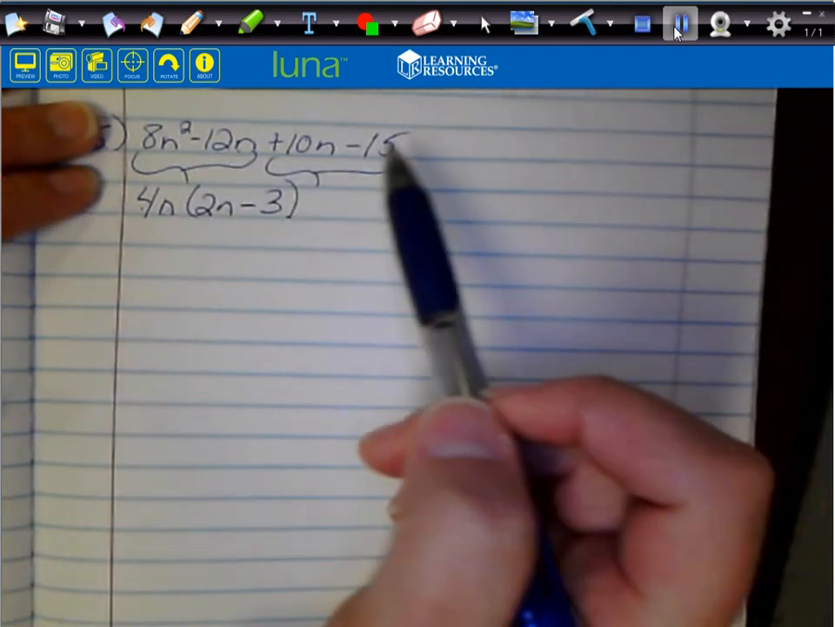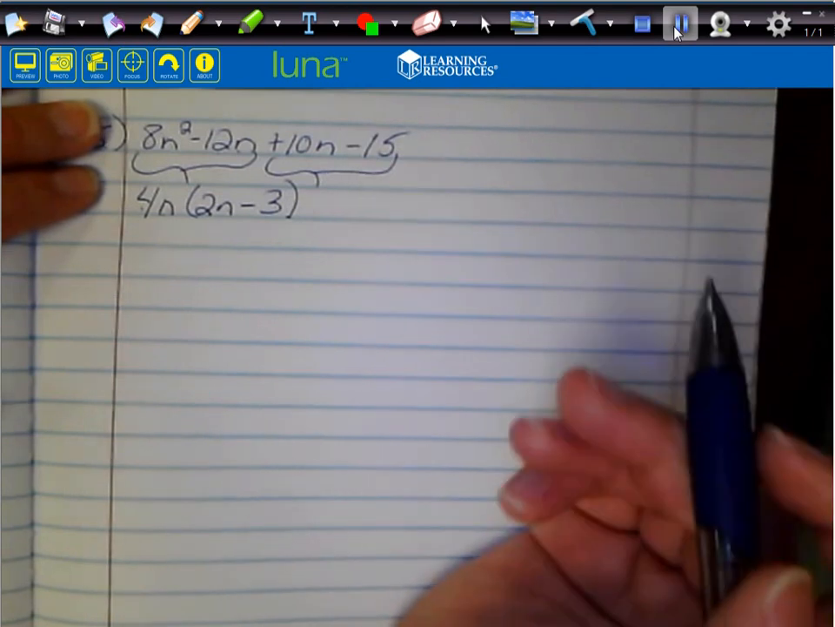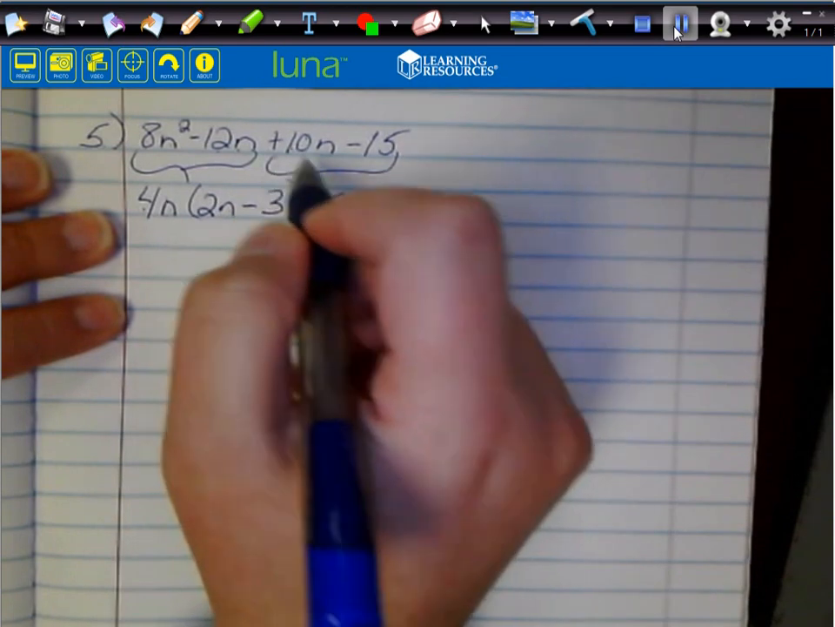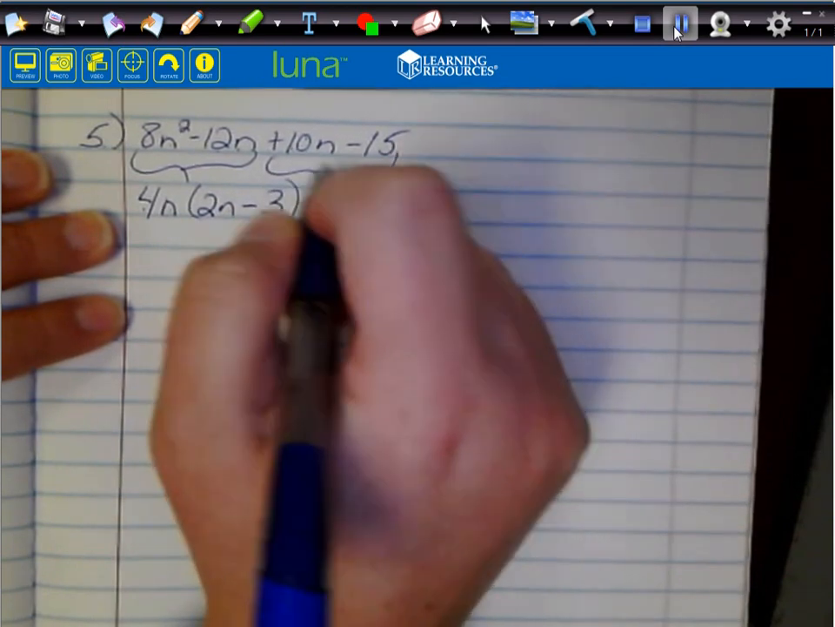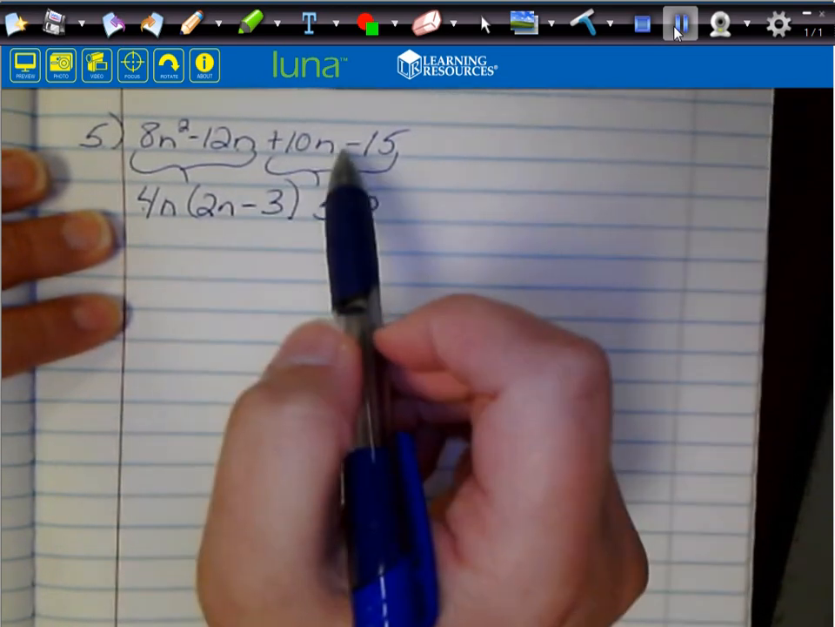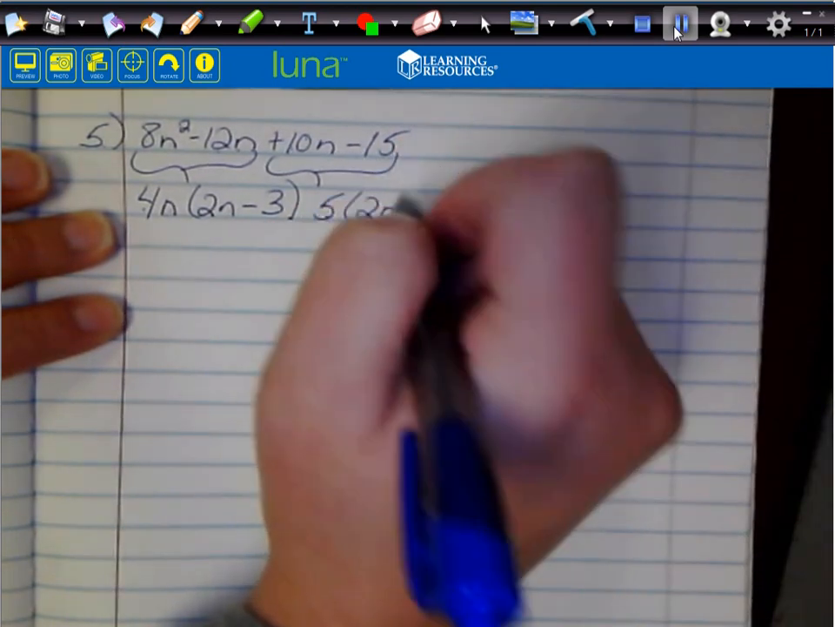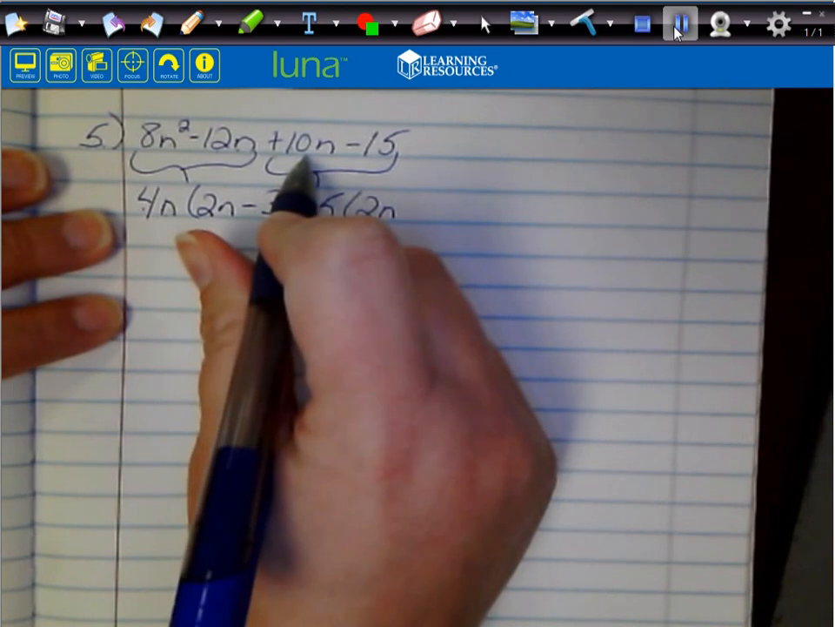And I'm going to look at my second two numbers. I have 10 and 15. The greatest thing those have in common is a 5. So I'm going to say 10 divided by 5 is 2, or 5 times 2 is 10. Again, can't take out an n here because 15 doesn't have one. So I'm just going to bring it down because 5 times 2n is 10n.